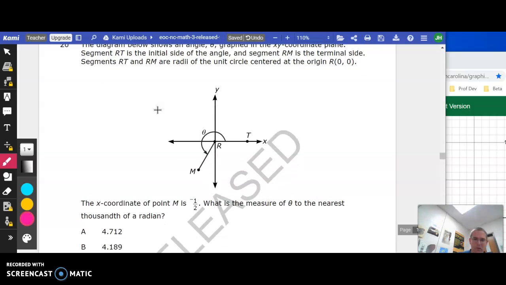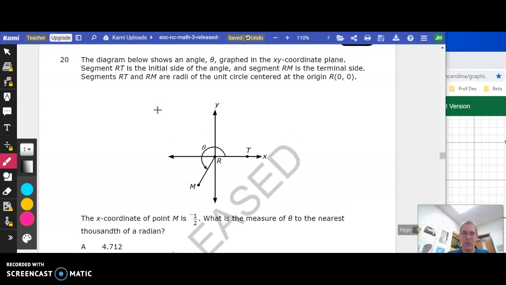Okay, number 20 is probably one of the most interesting ones we've done so far. First of all, it uses this word unit circle, which some of you may or may not be familiar with. Unit just means 1. So a unit circle just means this side they've drawn here has a length of 1. And they tell you M has an X coordinate of negative 1/2, and they didn't tell you the Y coordinate.